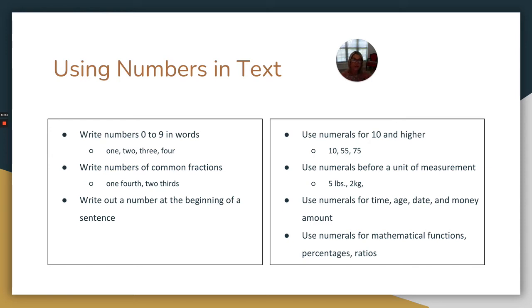So for numerals of 10 and higher, it is appropriate to use the actual numeral. You're going to use numerals before a unit of measurement like 5 pounds or 2 kilograms. You're going to use numerals to indicate time, age, date, and money. And then you use numerals for mathematical functions, percentages, and ratios. So just be mindful of when it's appropriate to spell out your numbers and when it's appropriate to use numerals in your paper.